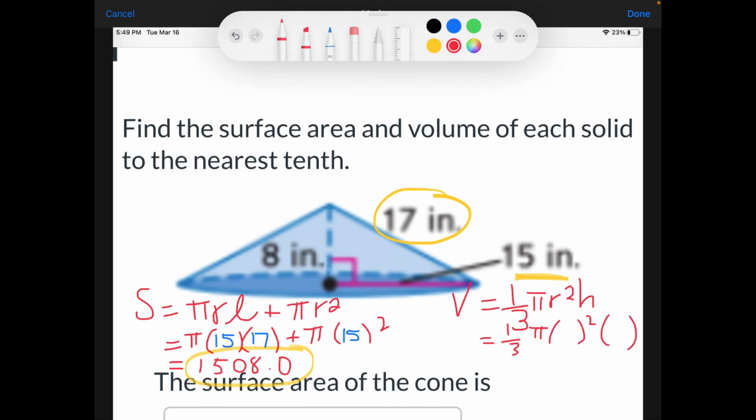All right, we know the radius is 15. And the height, they gave it to you, which was 8. So thankfully they made this problem easy for you. So we're going to put 8. Okay, so at this point, you know what we're doing. We're going to put this into the calculator.